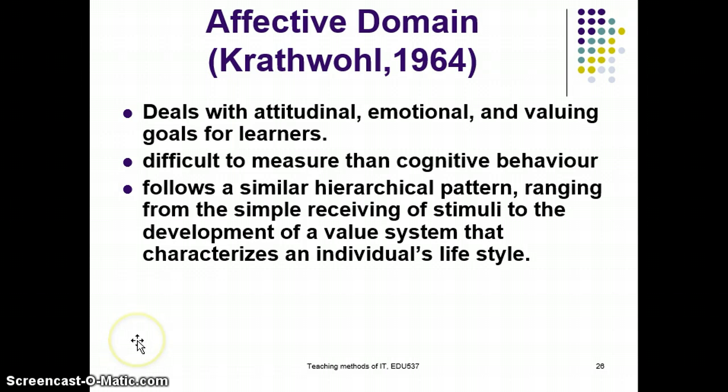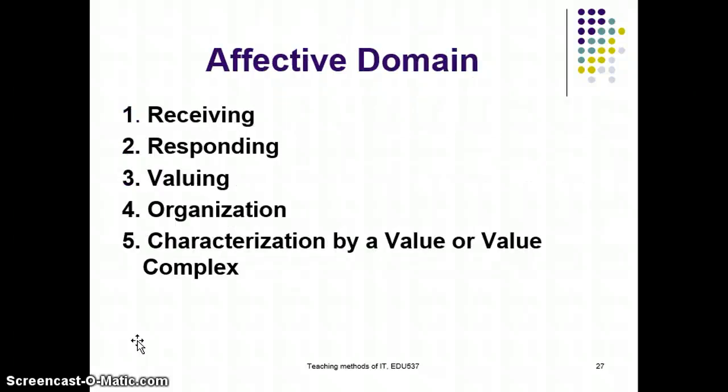Next point, it follows a similar hierarchical pattern ranging from the simple receiving of stimuli to the development of a value system that characterizes an individual's lifestyle. So there are 5 points to the affective domain. You don't have to learn them, I guess, because it doesn't really go into it, but it just tells you. Affective domain is: 1 receiving, 2 responding, 3 valuing, 4 organizing, 5 characterization by value complex. The way I remember this is RRVOC.